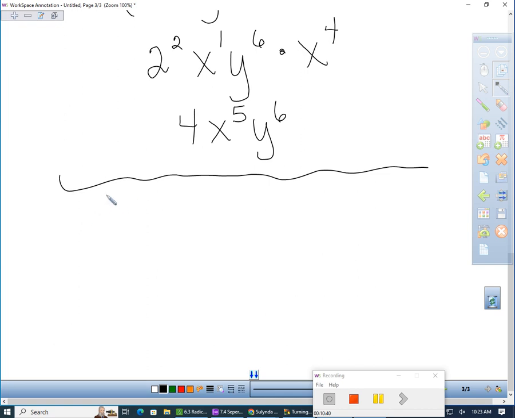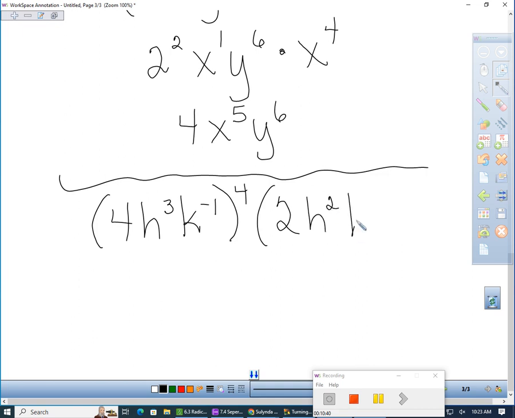Okay. Let's go with 4h to the 3rd, k to the -1, raised to the 4th, times 2h to the 2nd, k to the 3rd, raised to the 2nd. That looks good. Got enough numbers and letters up there. I know. So we start with the first one.